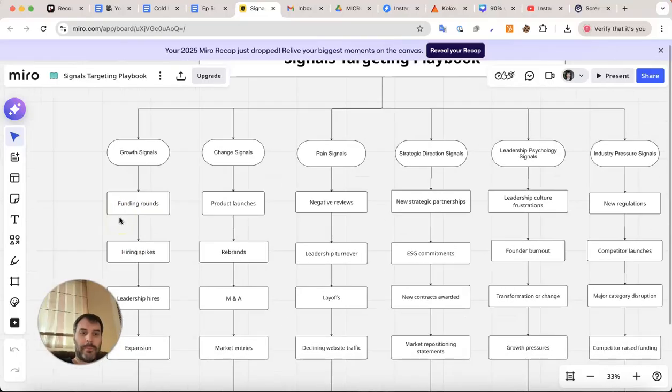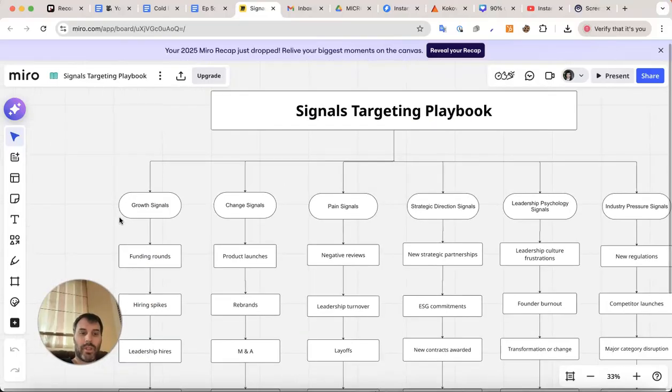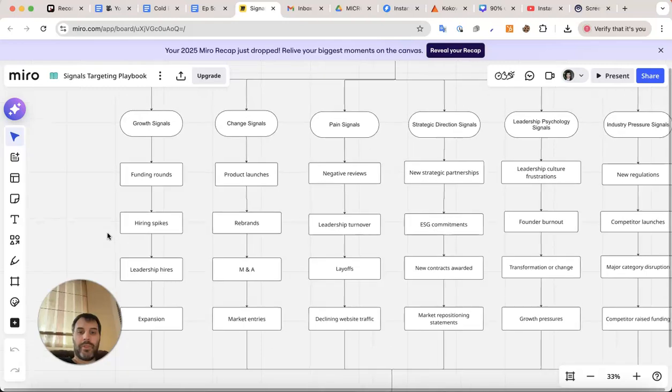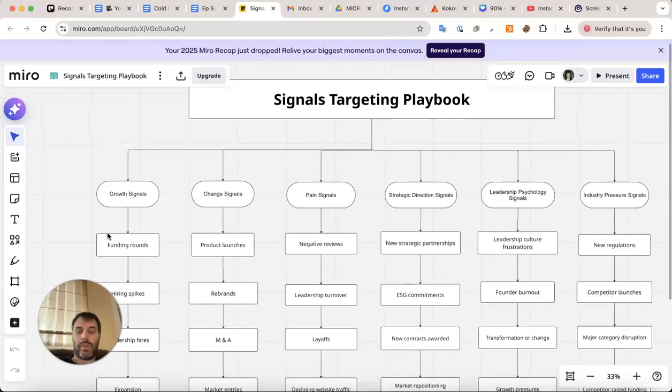Probably the most common, I'd say, that you would be using. Obviously this all depends on what you're offering, who you're targeting and stuff like that, but in most cases, in my experience, the signal categories you're going to focus on are the growth signals, change signals, and pain signals. So what we're going to do is quickly run through these and provide a top level overview, okay?